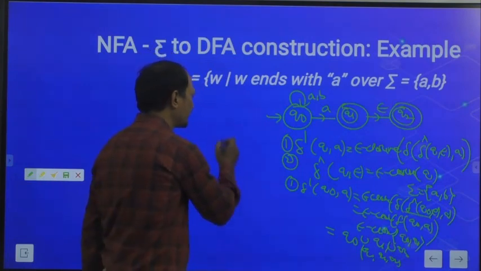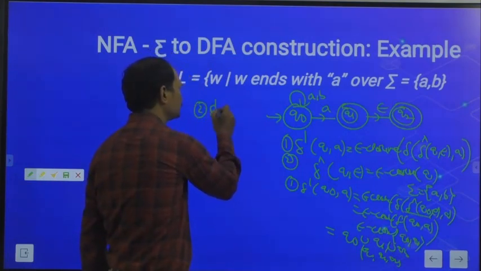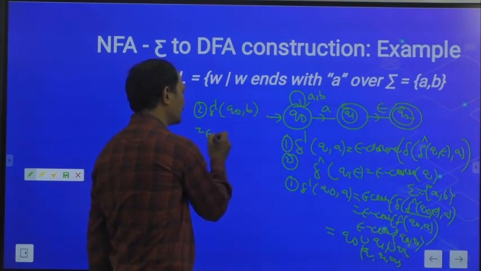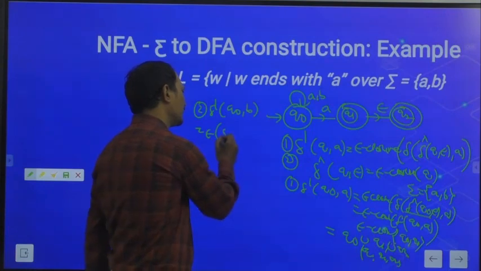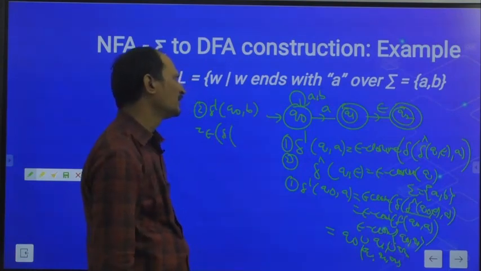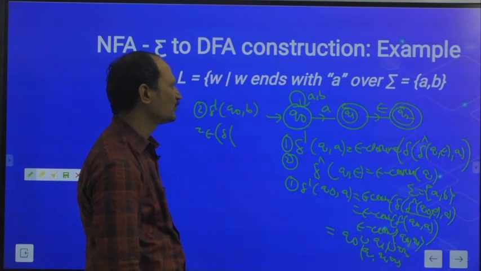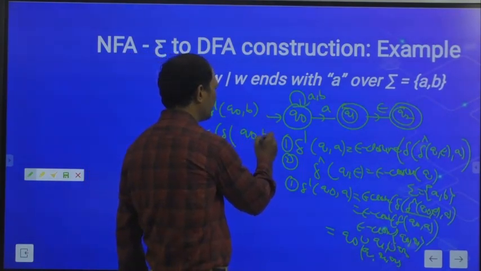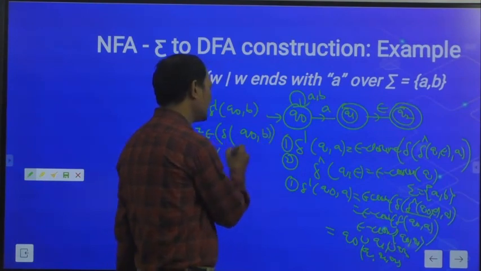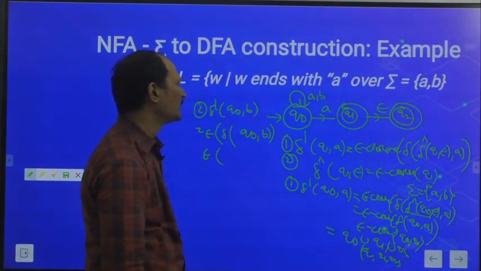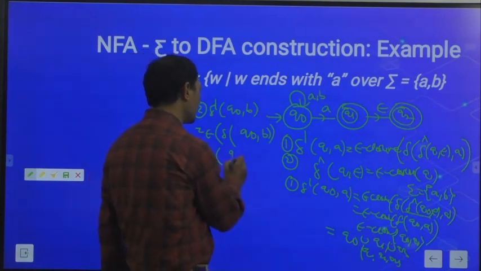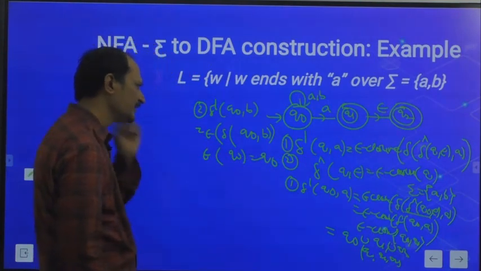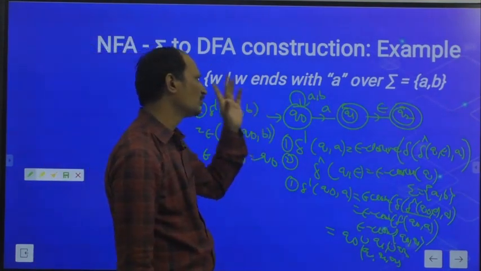Similarly, I need to calculate delta dash of Q0 comma B. So this is epsilon closure of delta cap of Q0 comma epsilon, that is epsilon closure of Q0, which means Q0 only, and B. So epsilon closure of delta of Q0 comma B. What is the value of Q0 comma B? That is Q0 only. So I can have Q0. Right, that is the value of delta dash of Q0 comma B.